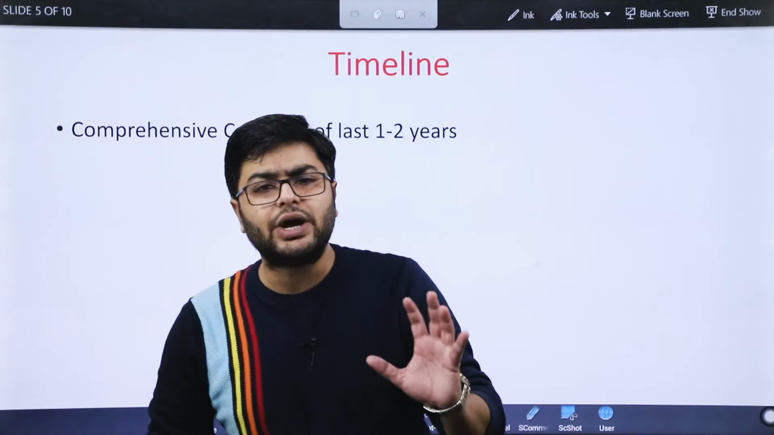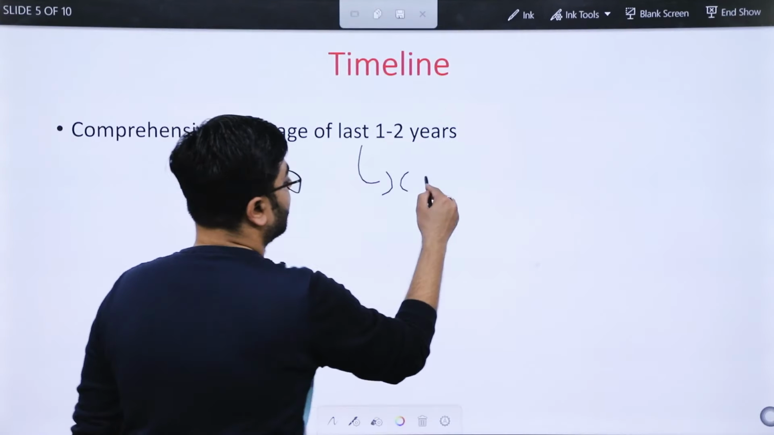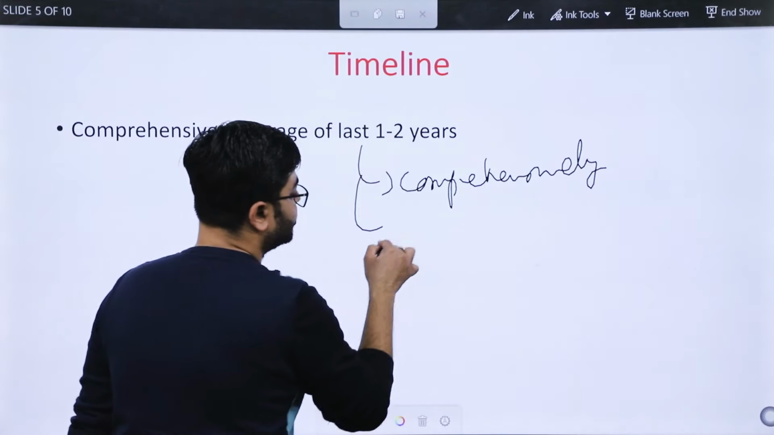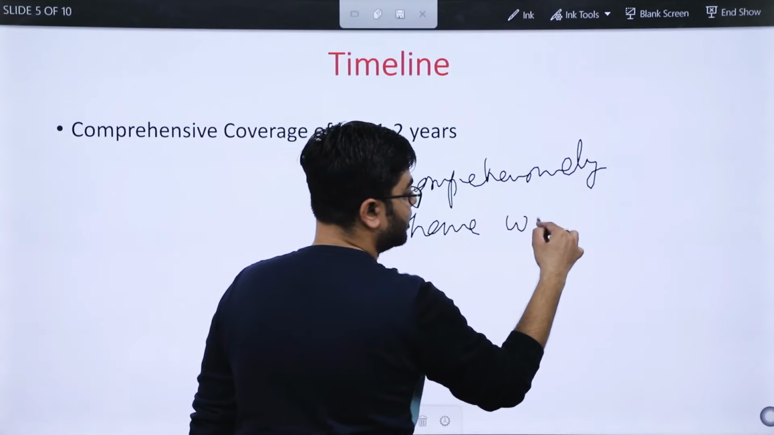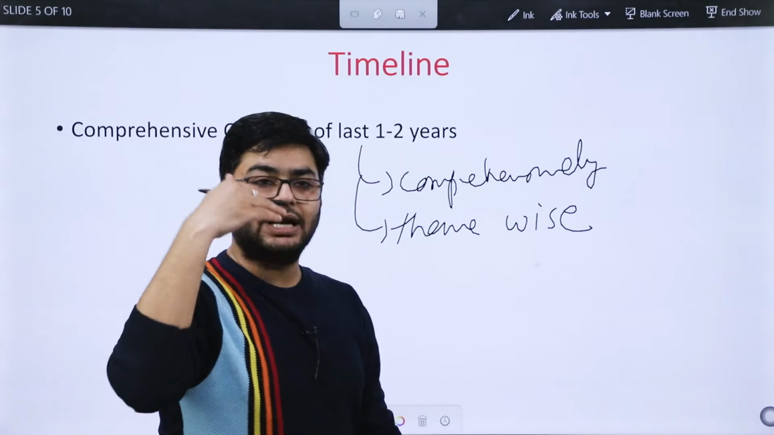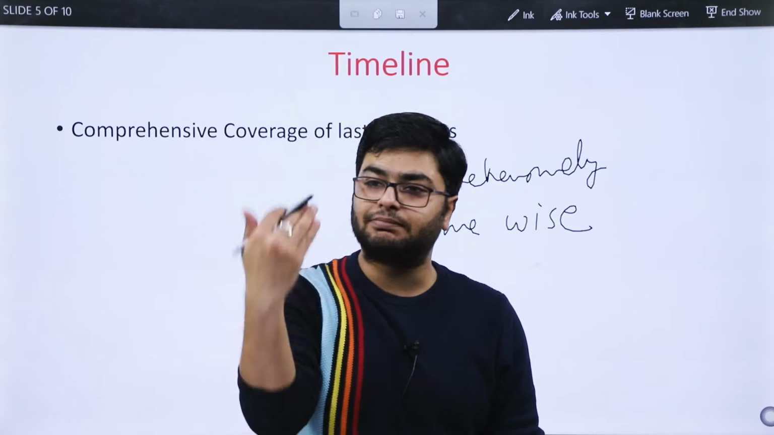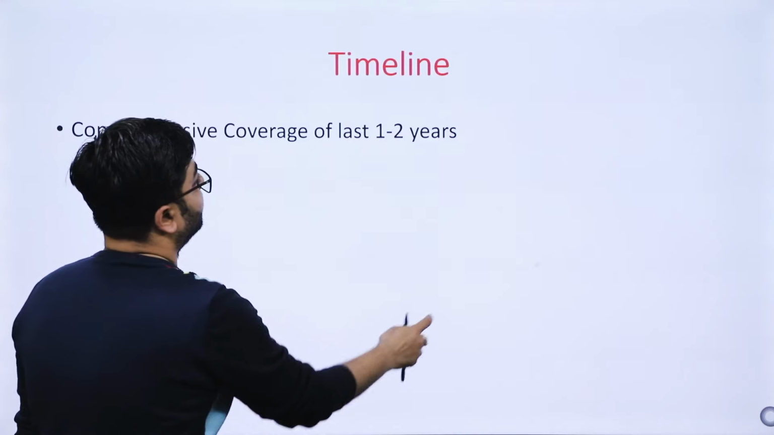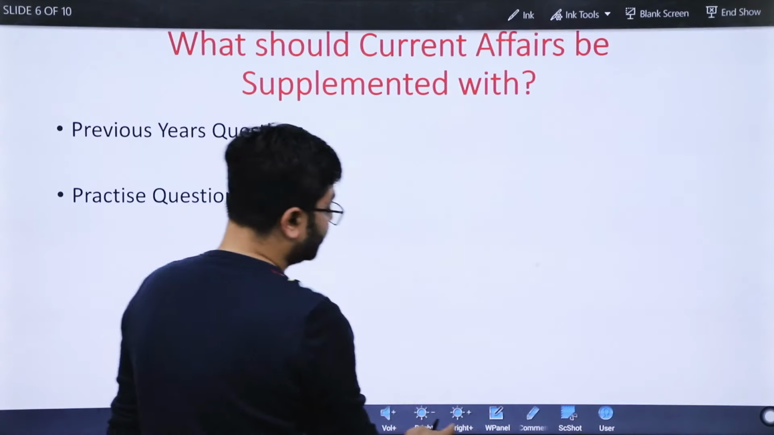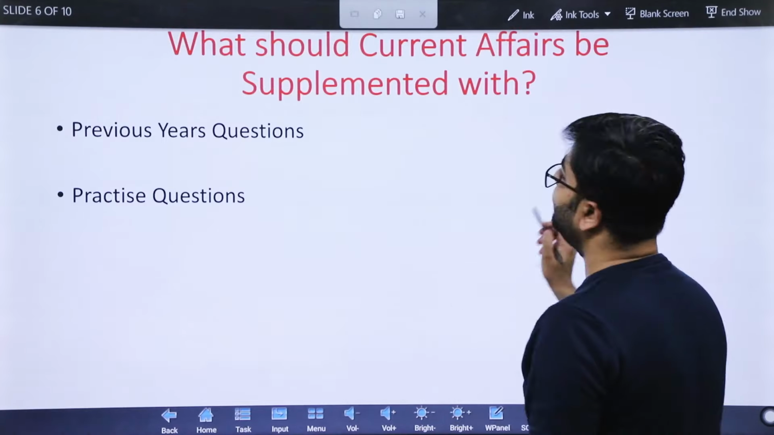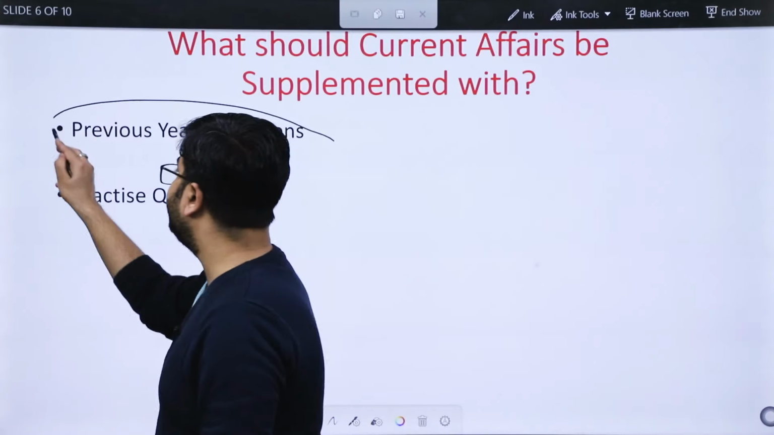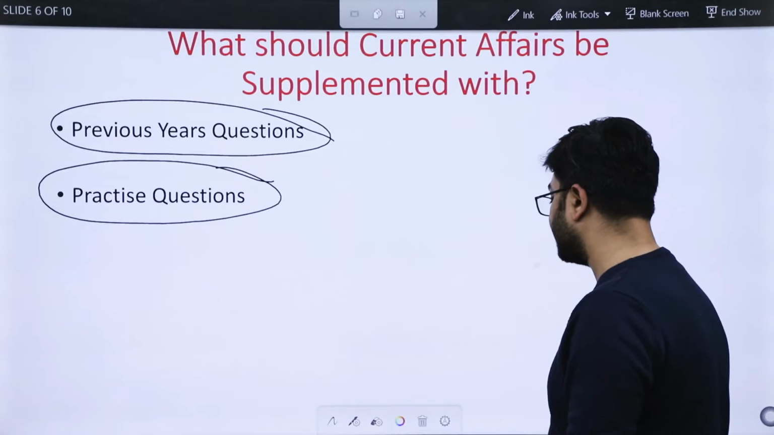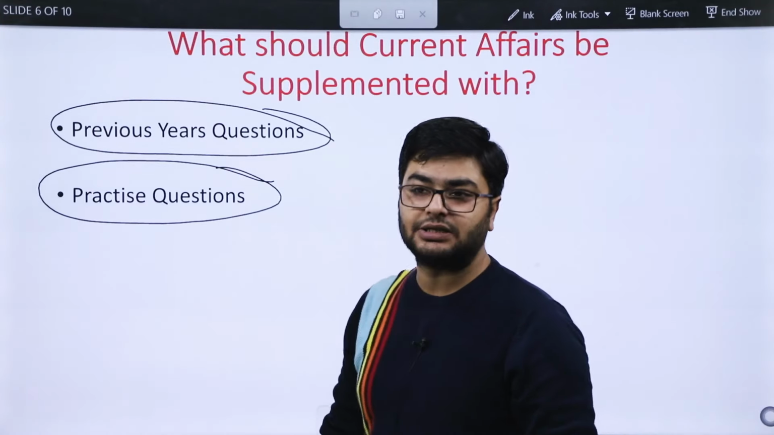Moving further, let me show you the timeline that we have covered. Last 1 to 2 years policies have been covered comprehensively. Also, they are covered theme-wise. Like I said, to enable better retention, better correlation, better application. Now, what should the current affairs be supplemented with? Like I said, previous year's questions and practice questions. This is something that is indispensable.